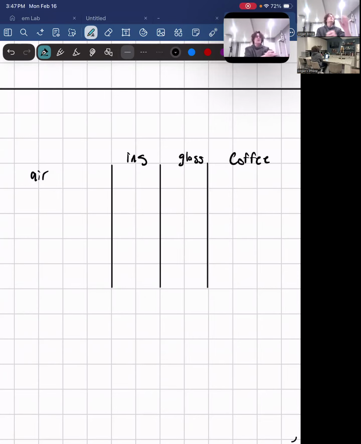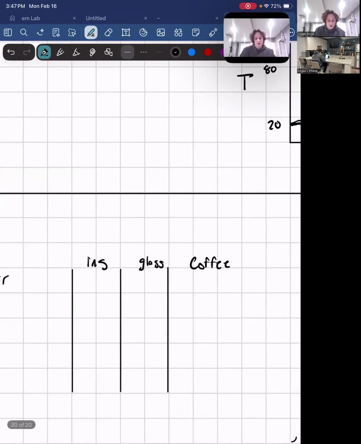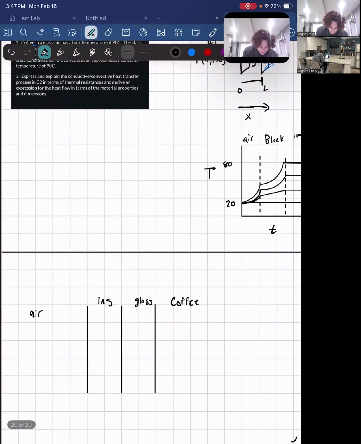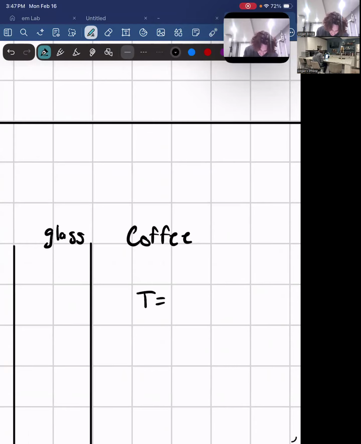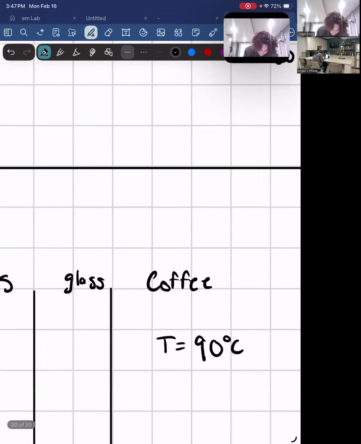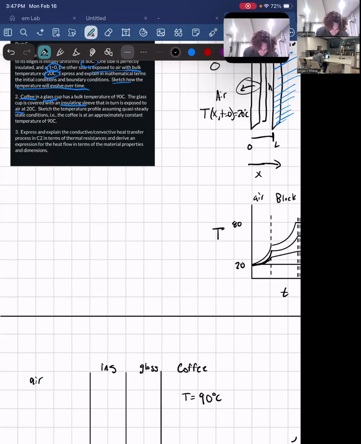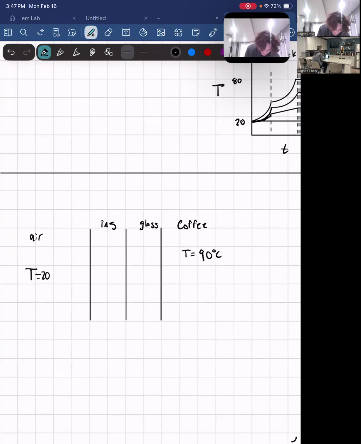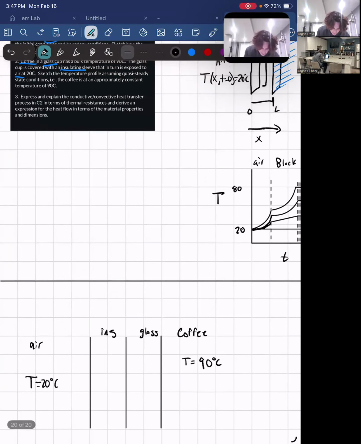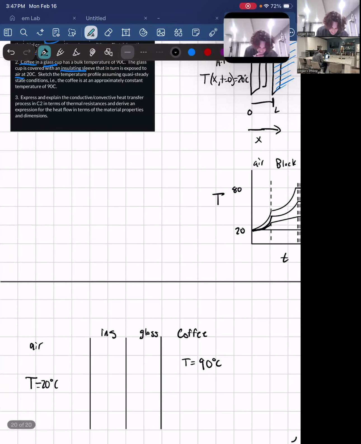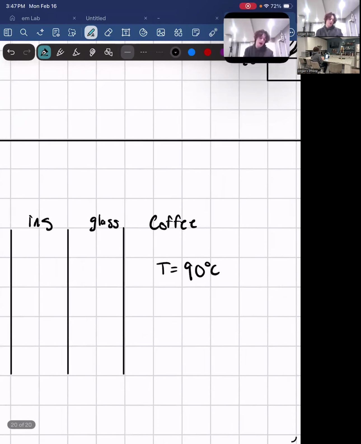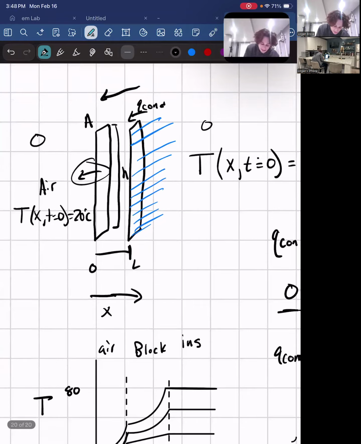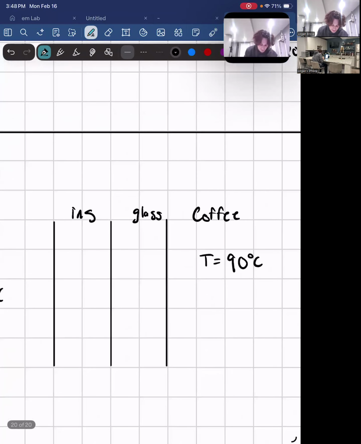Now, this is along the same principle as the block here. We have our coffee at T equals 90 degrees Celsius, and the air equals 20 degrees Celsius. So how can we imagine this? Previously we had conduction and convection. Now we have more layers.